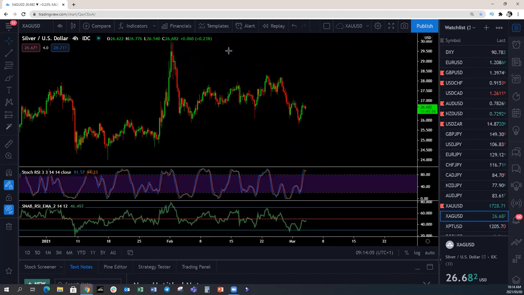Silver, also below 50 at the top. This should follow what gold will do. So we'll expect one more down.